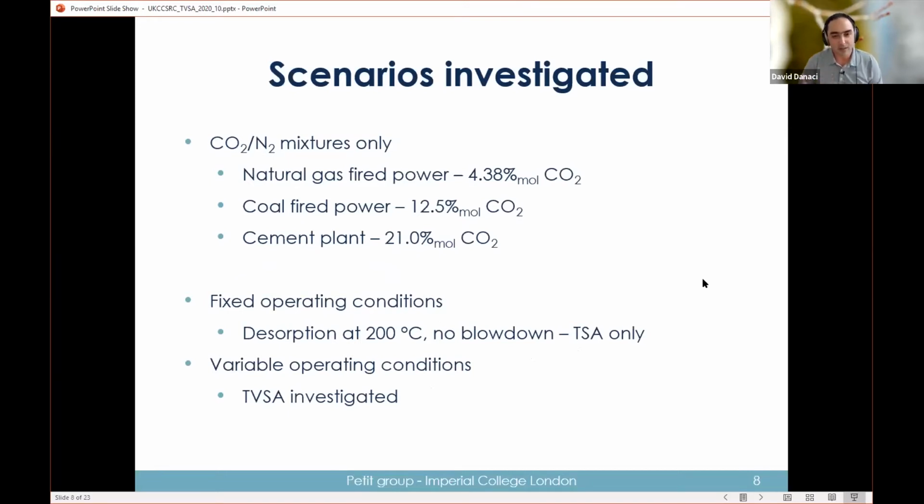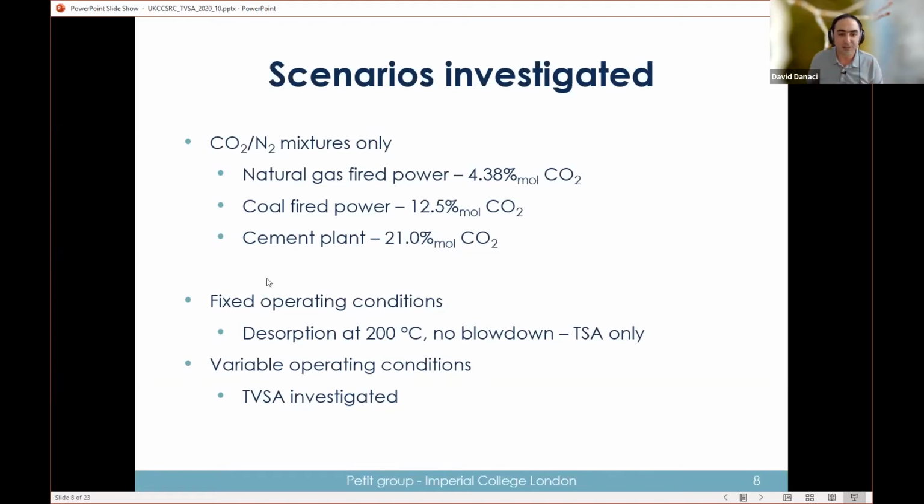So using the model and the approach described, we've had a look at 3 scenarios. So CO2 nitrogen mixtures. So there's no water, there's no impurities. From a natural gas-fired power station flue gas of 4.38% CO2, a coal-fired at 12.5%, and a cement plant with 21% CO2.